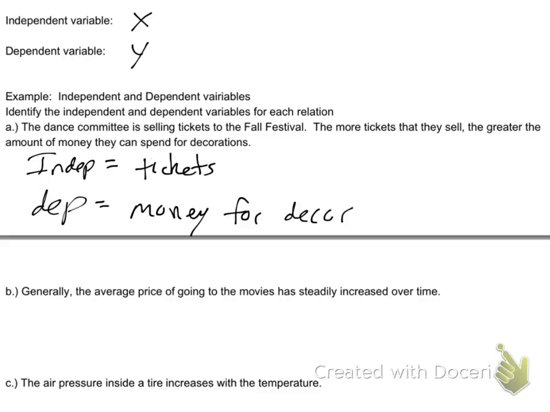Part B, generally the average pizza. Wow, I'm hungry, huh? The average price of going to the movies has steadily increased over time. Which ones are independent and dependent? Which one's independent? Which one's dependent? Price of movies increasing over time.